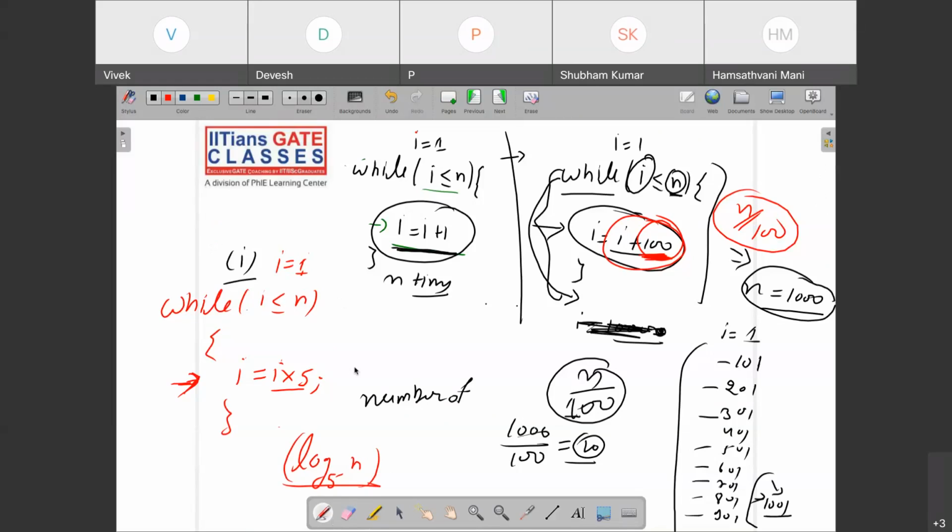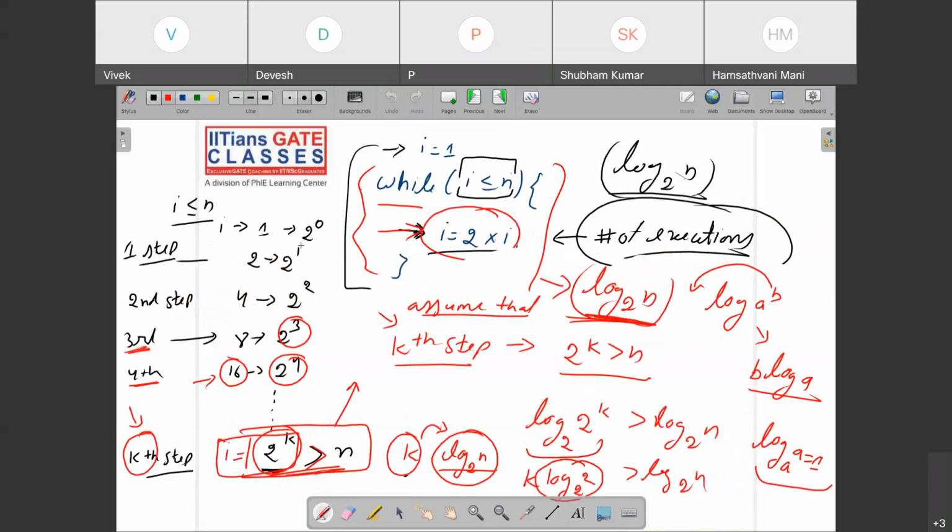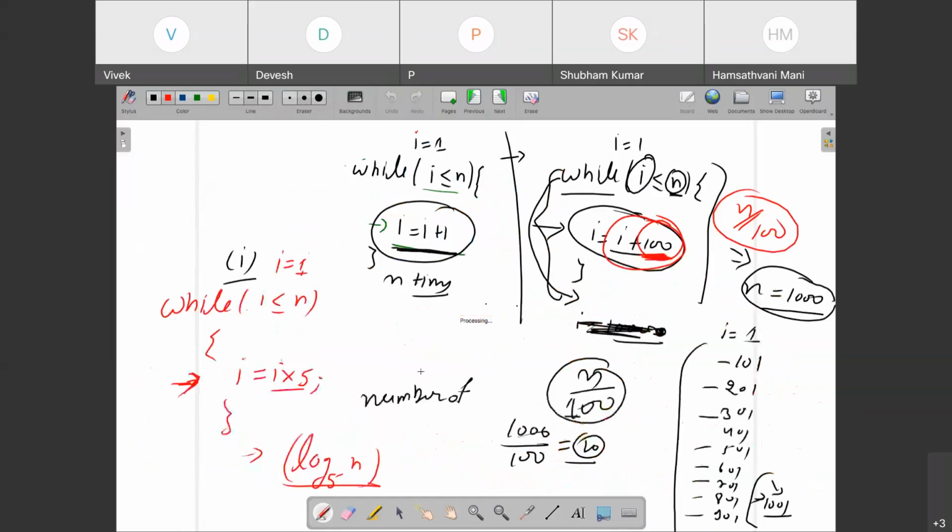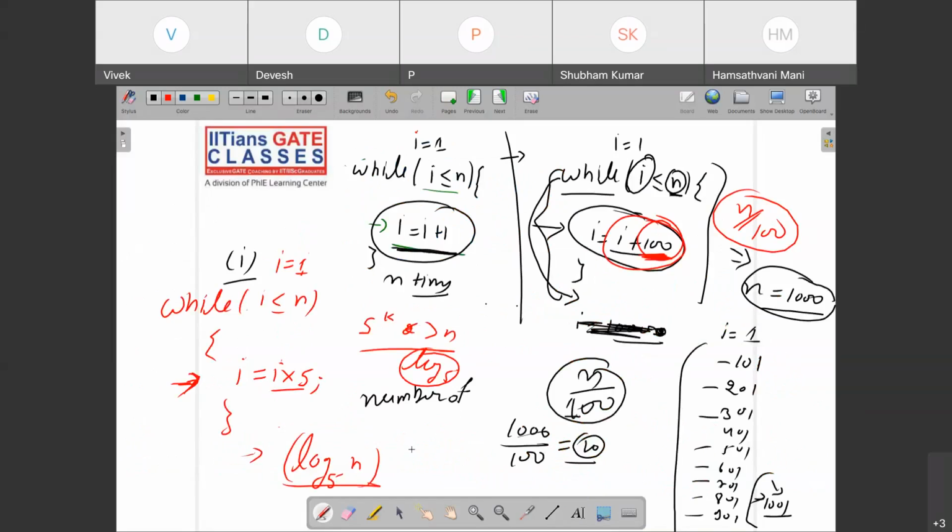Okay. So it's log base 2, sir, right? Because the value will increase like 5 raised to power 0, then 5 raised to power 1, then 5 raised to power 2, 5 raised to power 3. It will become 5 raised to power k for the kth step, greater than or equal to n. We have to take log base 5 on both sides. Okay, so the answer is log base 5 n.